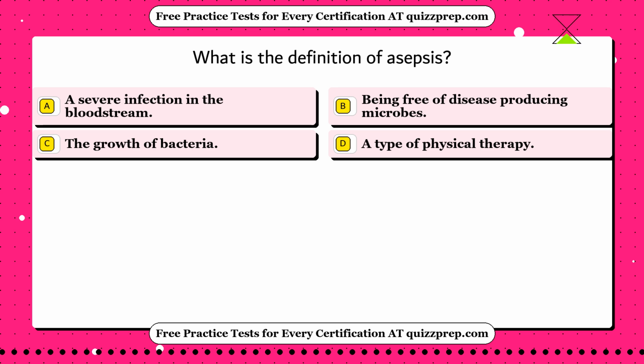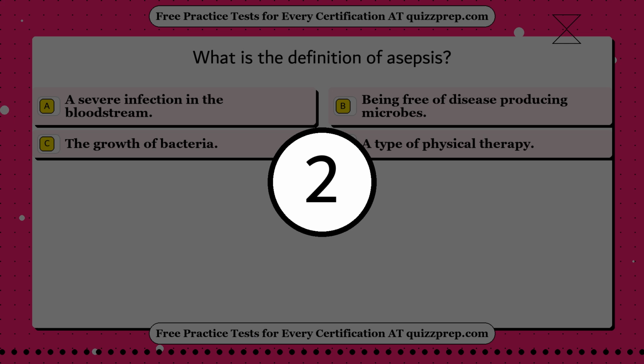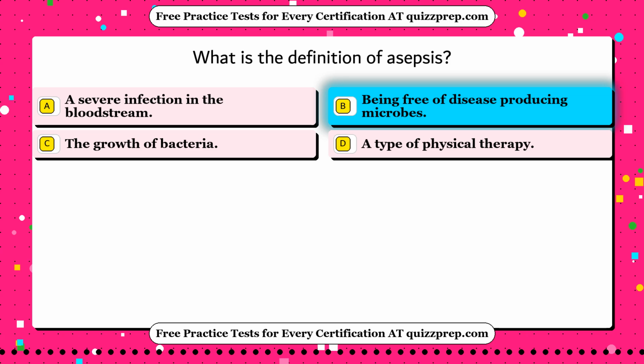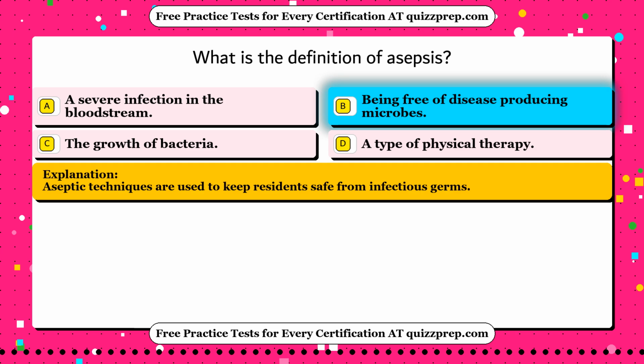Option A, a severe infection in the bloodstream. Option B, being free of disease-producing microbes. Option C, the growth of bacteria. Option D, a type of physical therapy. The correct answer is option B, being free of disease-producing microbes. Aseptic techniques are used to keep residents safe from infectious germs.